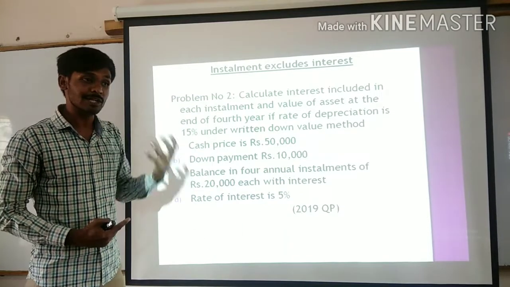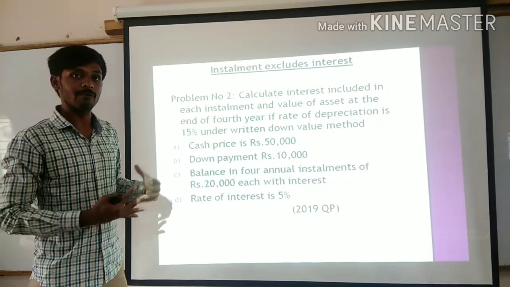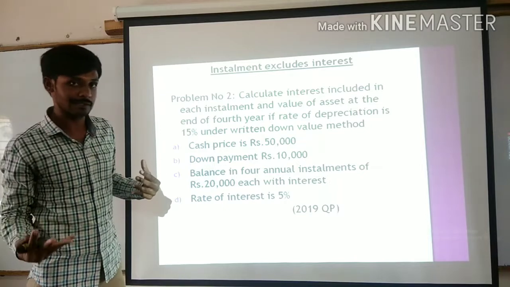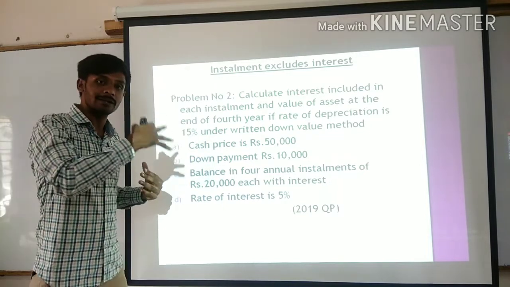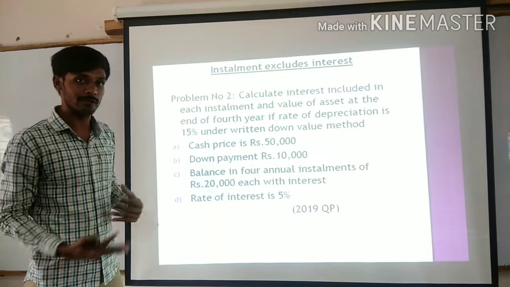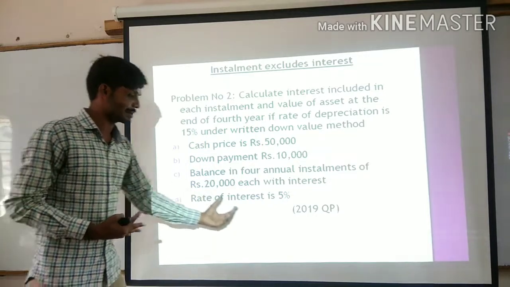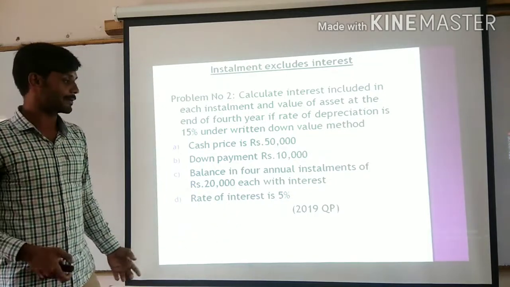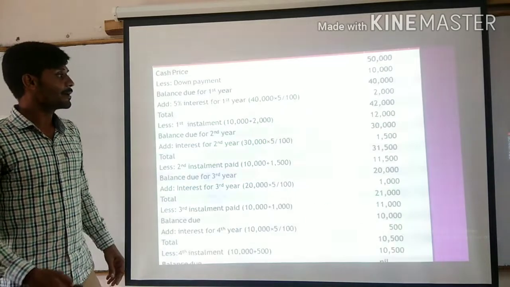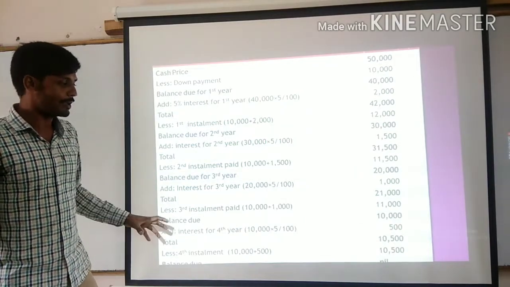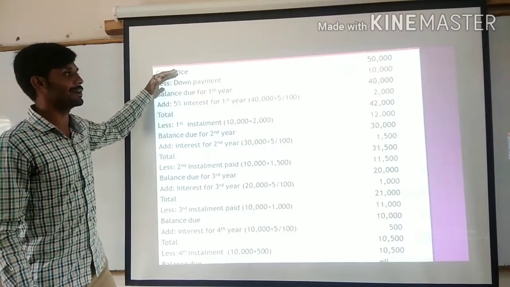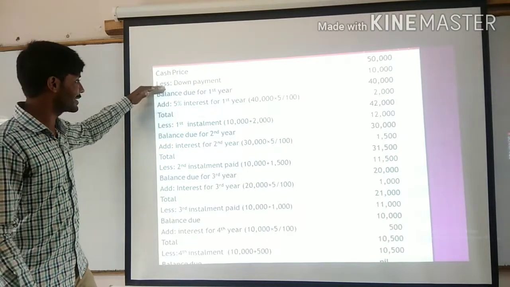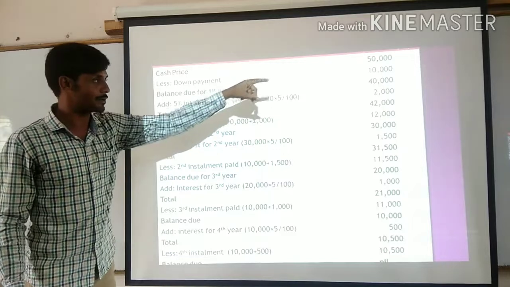That's how you need to remember the difference between when the rate of interest is given, when the rate of interest is not given, when the installment includes interest, and when the installment excludes interest. And the rate of interest is also given, that is 5%. Let us solve this problem. You can consider the same format only. You can see here, first we have considered the cash price. We have deducted the down payment, that is 10,000 rupees.